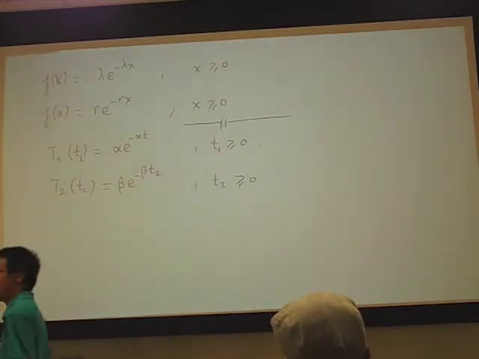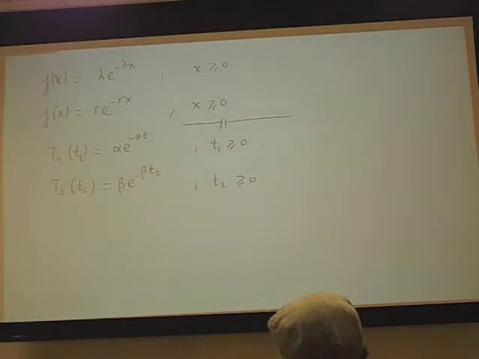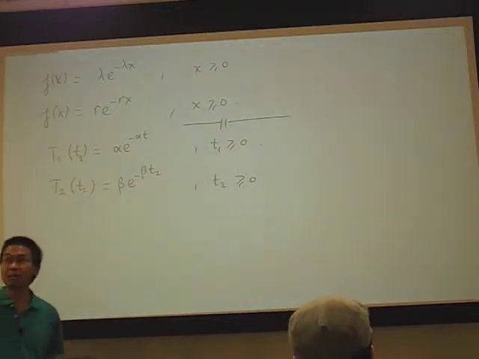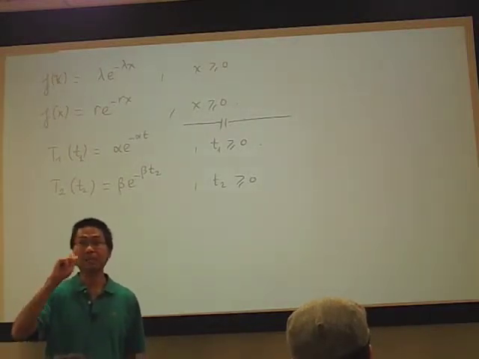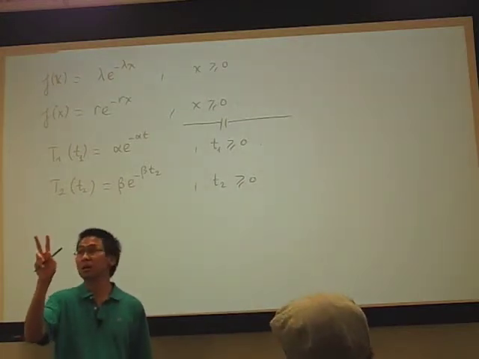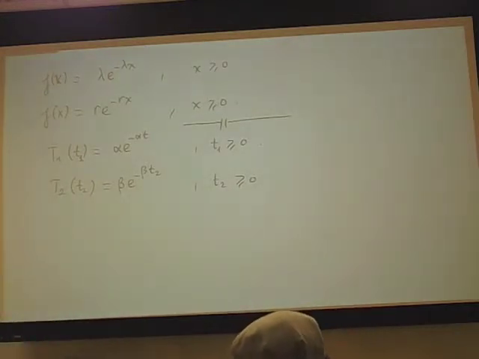So I say little t1 is a function of t1, and capital T2 is a function of t2. Now remember that they are independent. That's the key word. Half an hour ago we discussed that two variables are independent if and only if their joint density function factors, in other words, little f of xy factors into little f of x times little f of y.